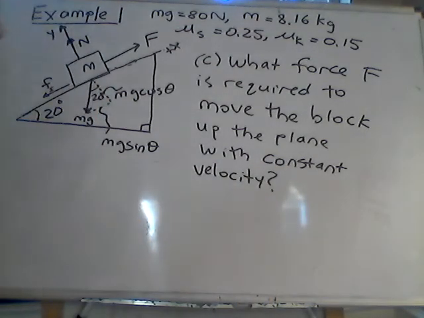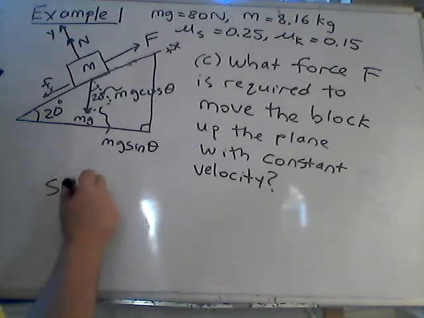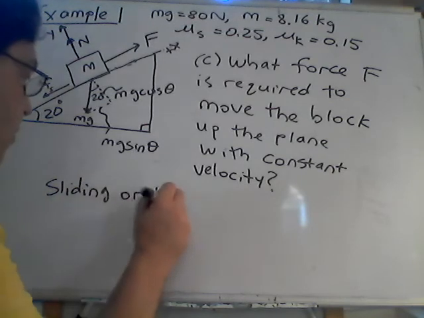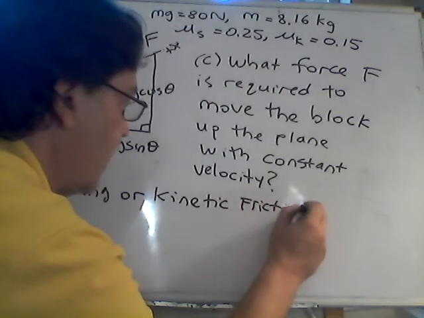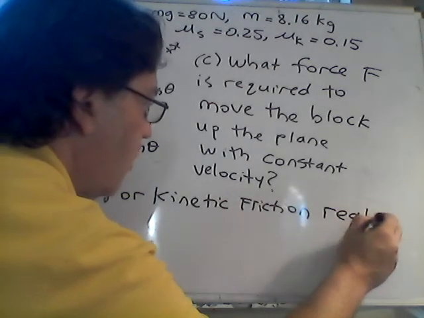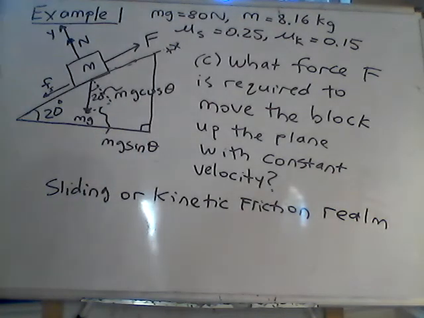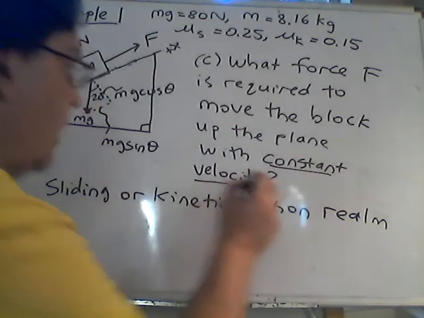Okay, now let's think about what we're doing now. We've broken away, and now we don't need as much force to have it sliding. So now we're in the sliding, or kinetic, friction realm. Remember, there's the static friction realm and the kinetic friction realm. Now we're sliding. We could be sliding with acceleration, but in this case it's asking us about constant velocity, which means that the acceleration is zero.